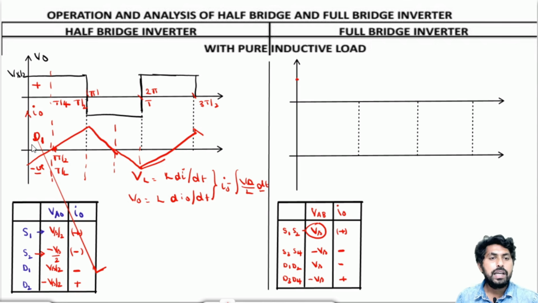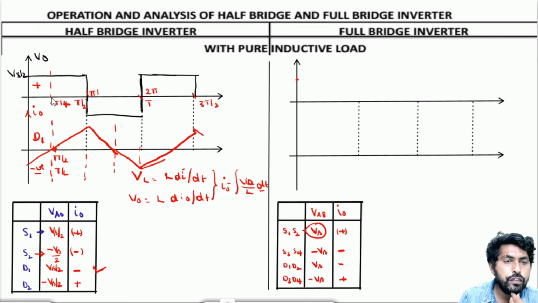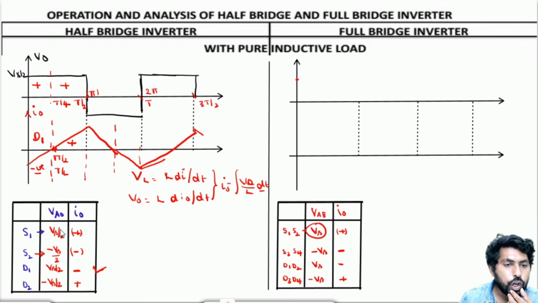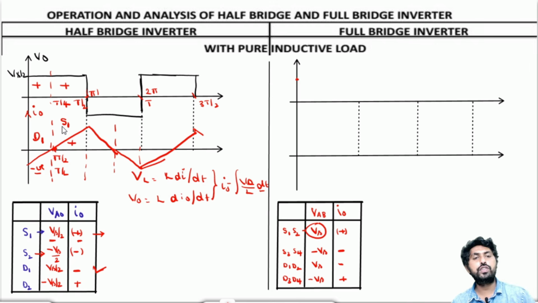Now in the second case, T by 4 to T by 2, which device has to conduct? Now you can tell the device. In this period the output voltage is positive and the output current is also positive. So the device that will conduct is S1.